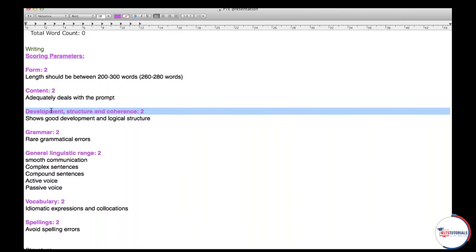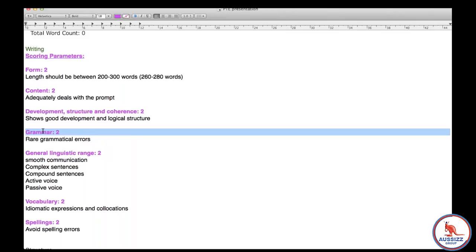That is, good development and logical structure should be shown. For example, as I've told you, firstly, secondly, there is a linking between the paragraphs. However, consequently, and all those, they are linking between the sentences. That is only called logical structure. It shows good development and logical structure. There you get 2 points. But you have to score 2 points in grammar. This is also very important in order to score 79 plus in the writing module.